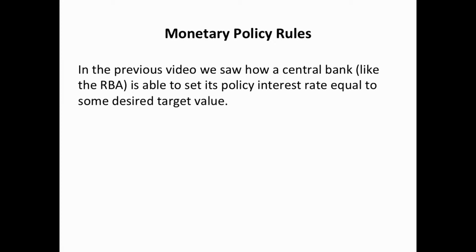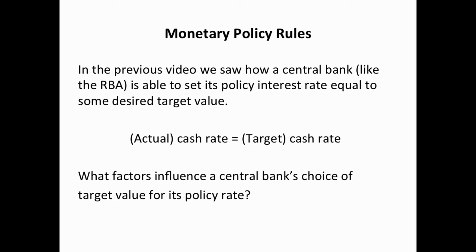In a previous video, we examined how a central bank, such as the RBA, is able to set its policy interest rate equal to some desired or target value. We now want to consider what factors are likely to influence a central bank's target for its policy rate.